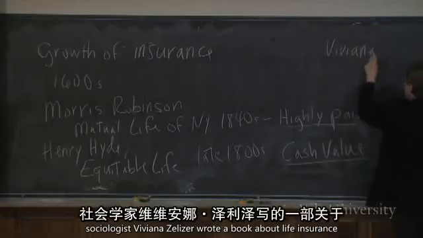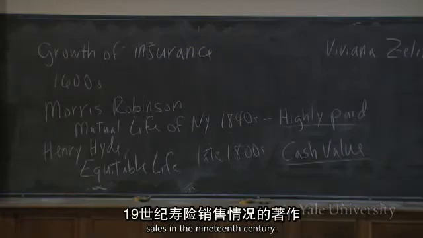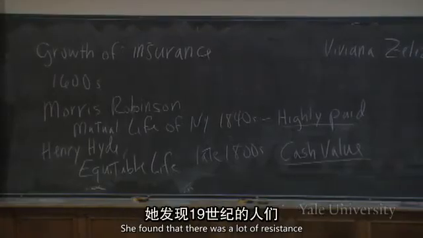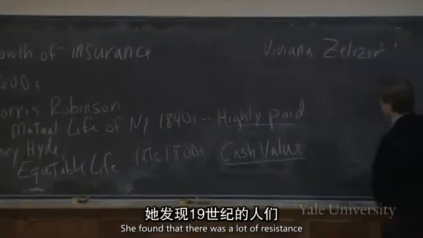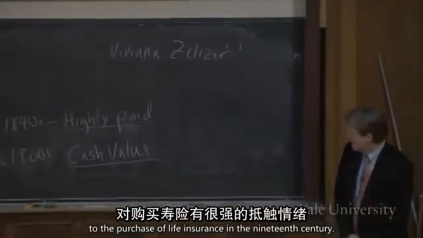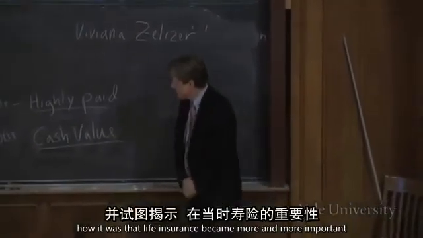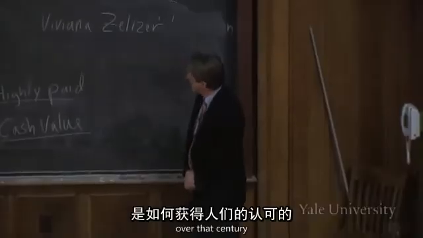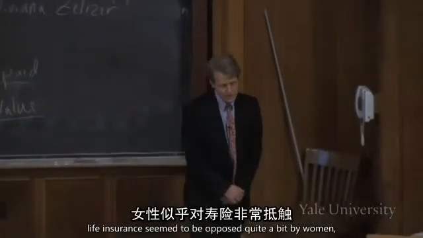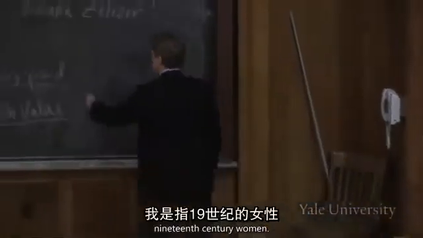was sociologist Viviana Zelizer, who wrote a book about life insurance sales in the 19th century. And she found that there was a lot of resistance to purchase of life insurance in the 19th century. And she tried to study it and figure out how it was that life insurance became more and more important over that century. And one of her conclusions was that life insurance seemed to be opposed quite a bit by women, 19th century women.